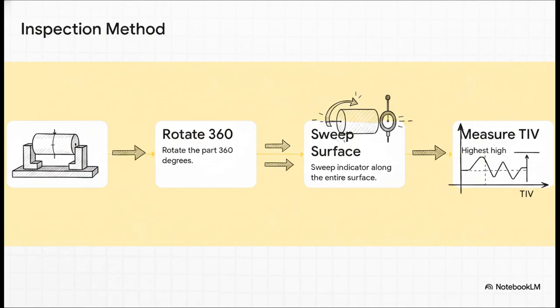First up, you secure the part to the specified datum axis, usually using something like a precision spindle or V-blocks. Second, you rotate the part continuously. Third, and here is the key difference from circular runout: instead of holding your dial indicator stationary, you actually sweep the indicator longitudinally along the entire continuous surface while the part is spinning. Finally, you measure the total indicator variation, or TIV, the gap between the absolute highest high and the absolute lowest low across that entire swept surface. That is your total runout.